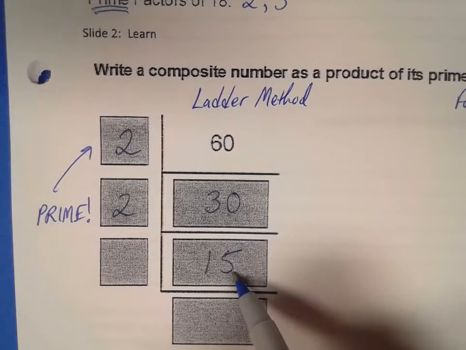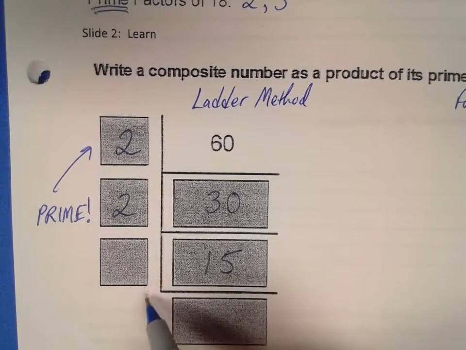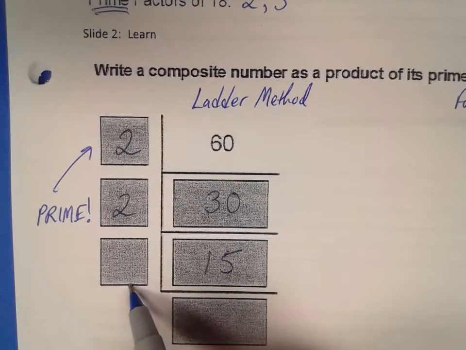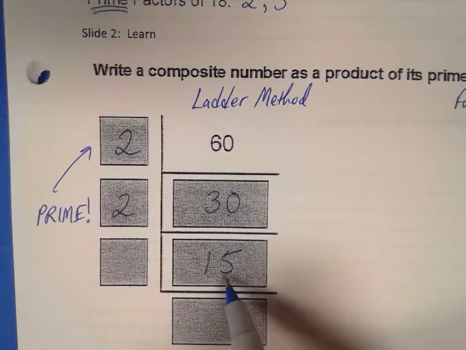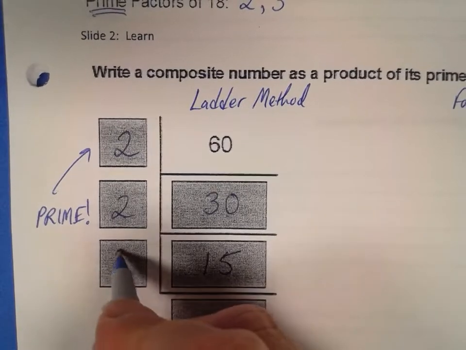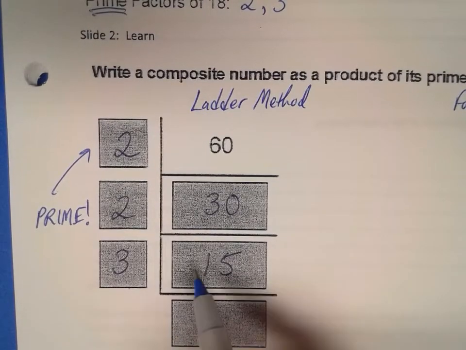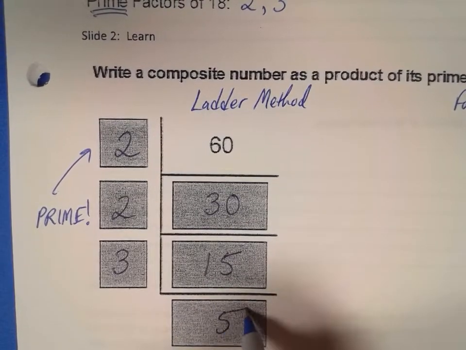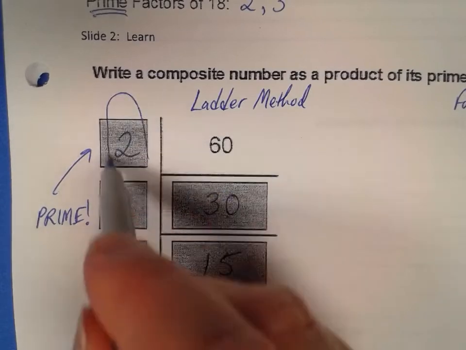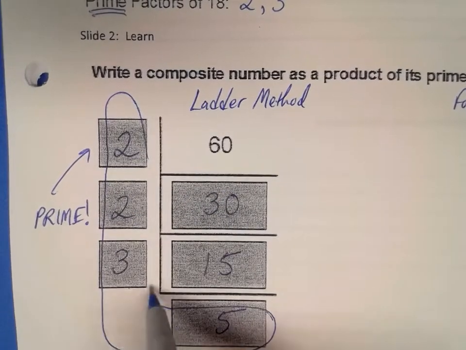15 can be broken down again into some other factors. I don't want to put 1 over here because 1 isn't prime. I don't want to put 2 over here because 15 isn't even. But I do know that 3 goes into 15. I could put a 3 here. And 3 goes into 15 5 times. You have just found me the prime factorization of this number.